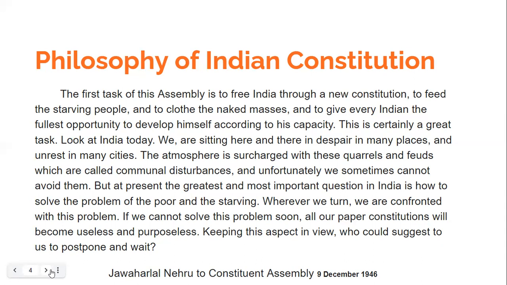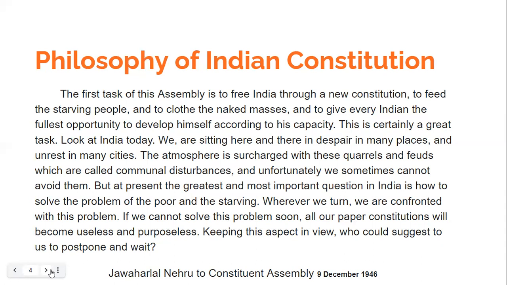But at present, the greatest and the most important question in India is how to solve the problem of the poor, how to solve the problem of the starving people. And that's what he said, that whenever we turn, we are confronted with this problem. If we cannot solve this problem soon, all our paper constitutions will become useless and purposeless.